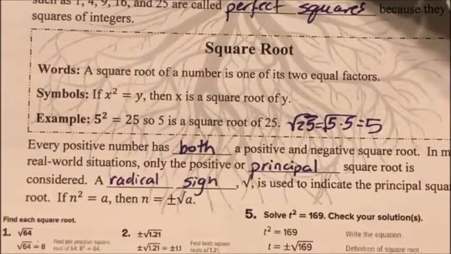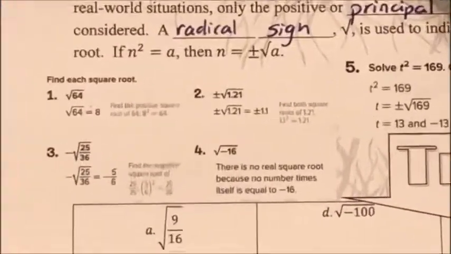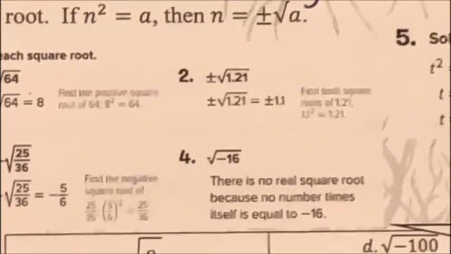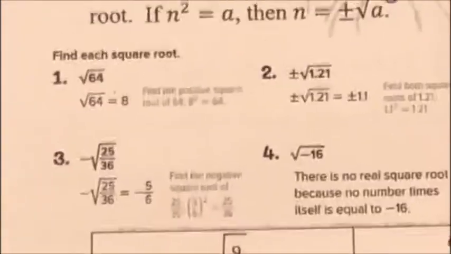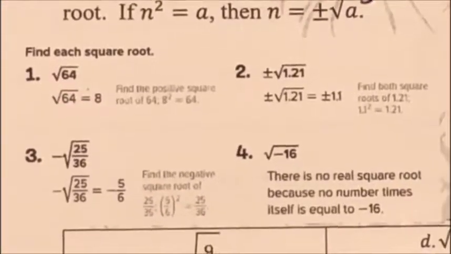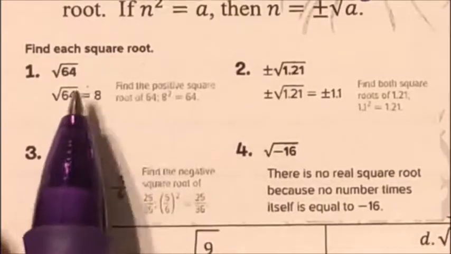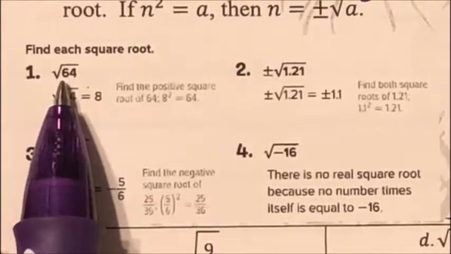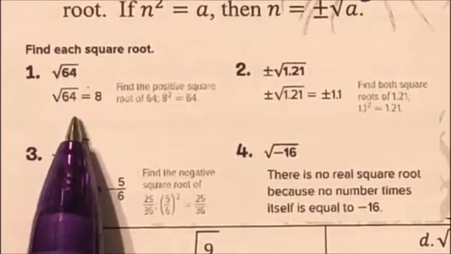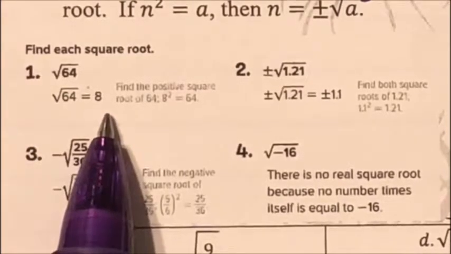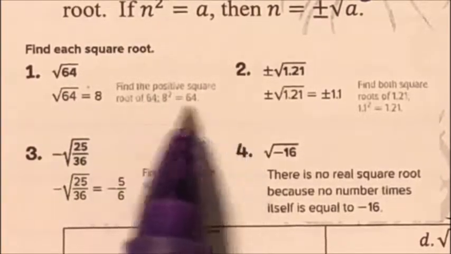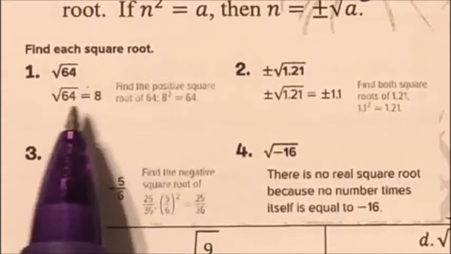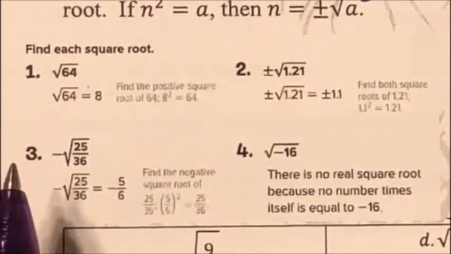So let's look at some examples. So the first example I have over here, it says find each square root. Okay? So I'm going to take the square root of 64. What times what gives me 64? 8. So I find the positive square root of 64. 8 squared does give me 64.